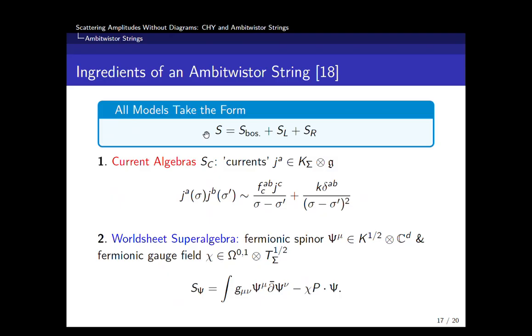So for instance, to mirror what we saw earlier, with current algebras, you can construct them to add color into your world sheet. These currents are going to have some Lie algebra index. They're going to satisfy this OPE, and we can build our matter actions from those, which could include fermions or not.